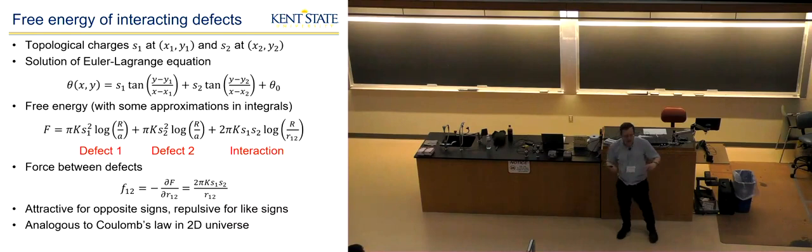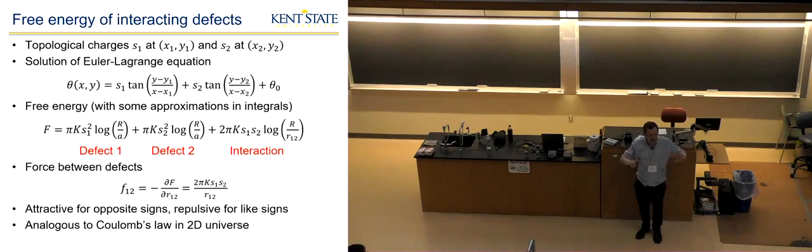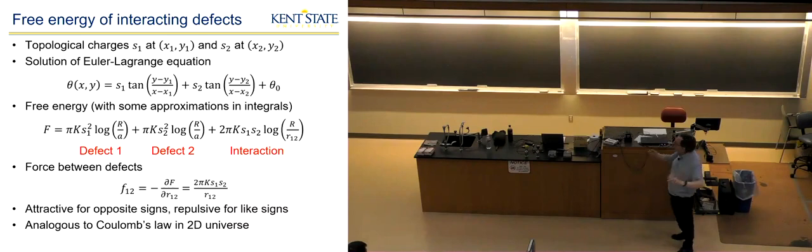So you'll notice I've got a free energy which is an integral over all space. It's not a property specifically of those points, but the integral over all space depends on the distance between the two defects. If that distance changes, the free energy changes, which makes a force that tends to push the defects apart or pull them together. It is attractive for opposite signs and repulsive for like signs. So it is like Coulomb's law for electrical charges in that sense.